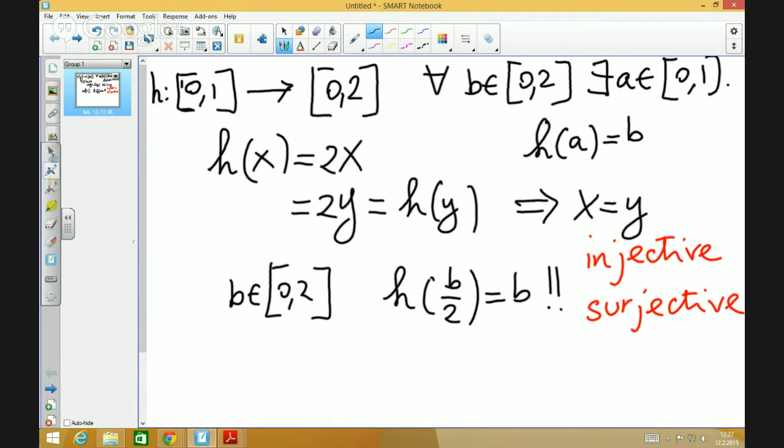And note that if B is between 0 and 2, half of it is between 0 and 1. So everything matches. This function here is a bijection.